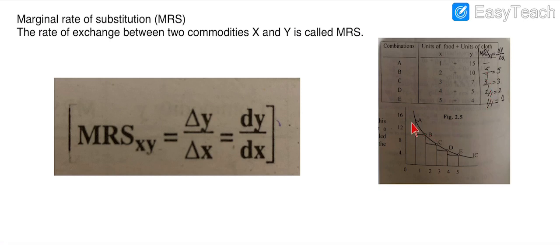You can see this marginal rate of substitution with the help of the diagram. From A to B, this gap is the marginal rate of substitution. From B to C, this is the marginal rate of substitution. You can see here, as the curve is sloping downward, the marginal rate of substitution is going on to fall. It's going on to decrease.